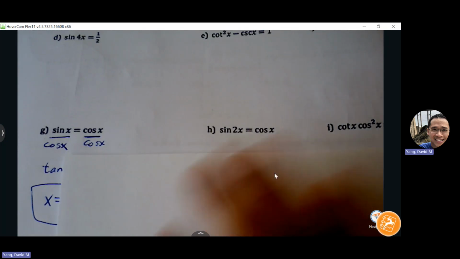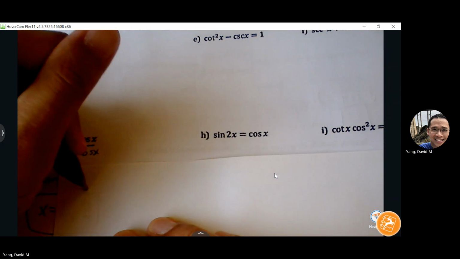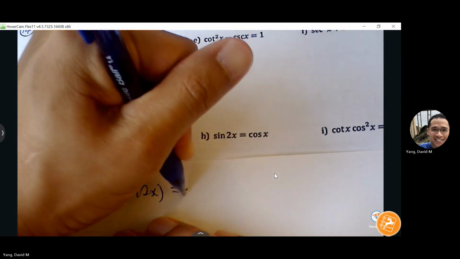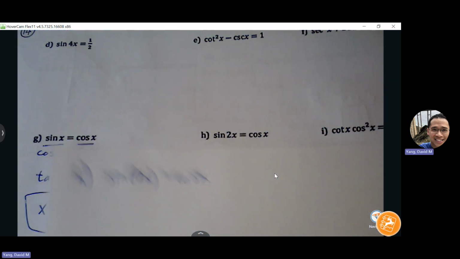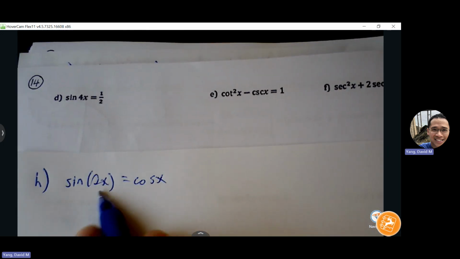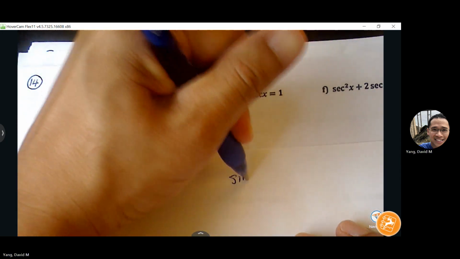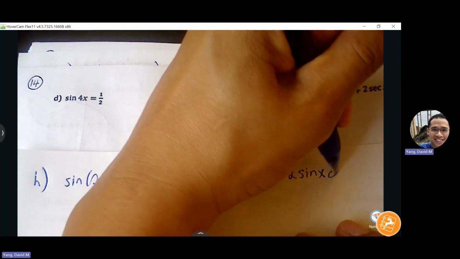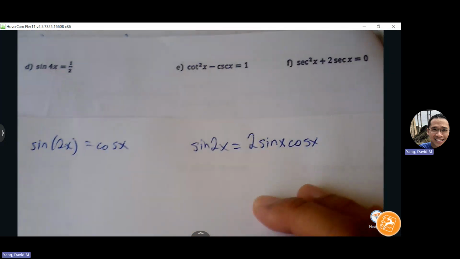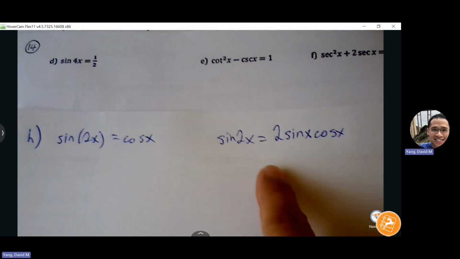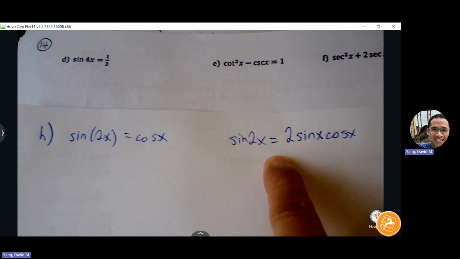Okay, so H is sine 2x equals cosine x. Now there's a couple of identities that are going to show up here. This one is the double angle identity, sine 2x. So sine 2x is two sine x cosine x. The 2 cosine squared x minus 1, that's cosine 2x. So cosine 2x has 3 variations, but there's only one variation for sine 2x.